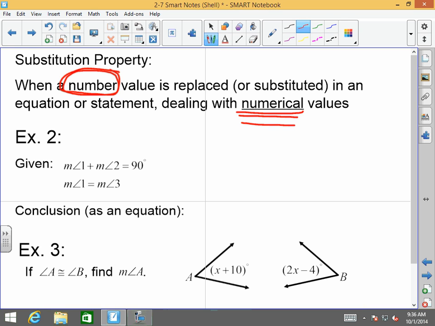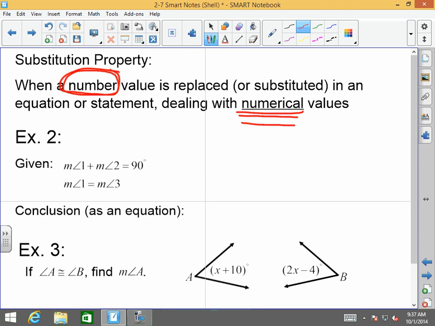If I tell you that angle A equals 5 and angle C equals 5, then I can say that A is equal to C. But since I use numbers, that's substitution. So it's very similar to the transitive, but transitive is not using numbers. Substitution will be using numbers, numerical values.